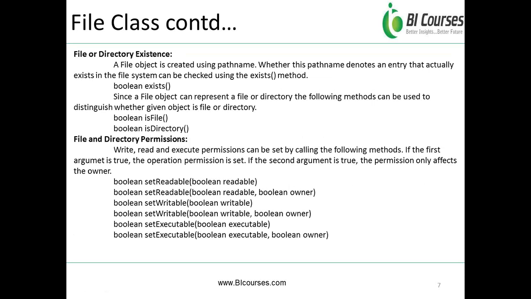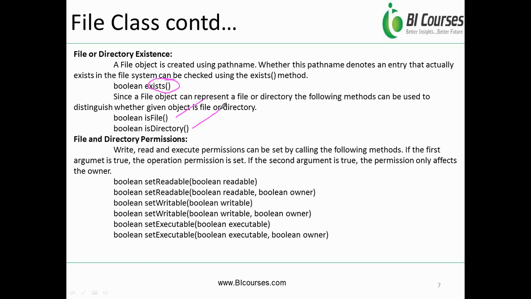So, file or directory existence. A File object is created using the path name. Whether this path name denotes an entry that exists in the file system can be checked using the exists method. So if we have File f = new File("test.txt"), we can check whether this file exists or not before we process that file. So we can use a method called exists. Using this method we can check whether a particular file exists or not, and also we can find out whether a particular File object is a file or directory. So there are methods called isFile and isDirectory. Using these two methods we can check whether a particular File object is a file or directory.